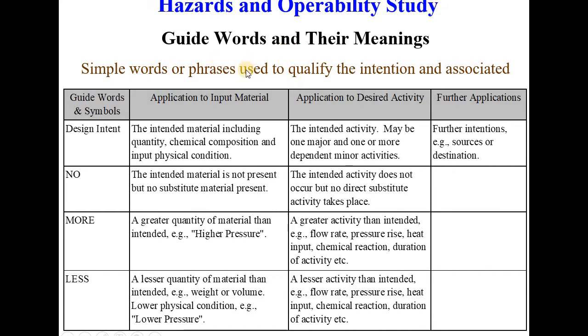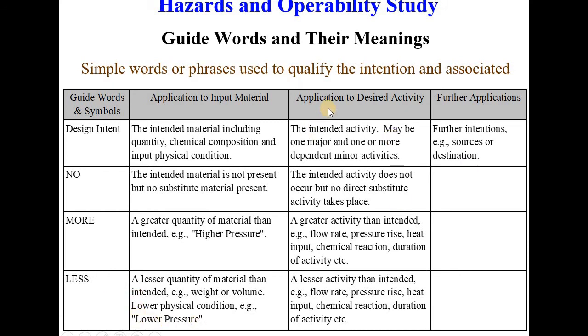Low and high apply to the process parameters. These are simple ones, and then I'm going to show you a big list. But just to see the simple words, for example: no, more, less. No means it's not present. More means it's increasing, a higher pressure, right? Less means it's a lower pressure.